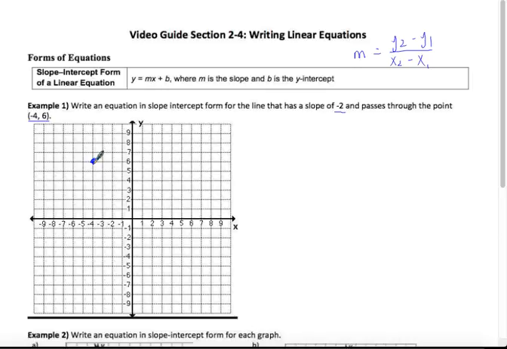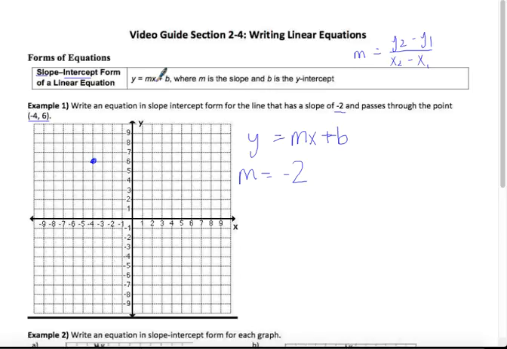So in order to write the slope-intercept form, I need to know 2 things: the slope and the intercept. So I already know what the slope is. I know m equals -2. So I'm trying to fill in information here, right? And I already know that m is -2. And that tells me my rise over run, my change in y over change in x.